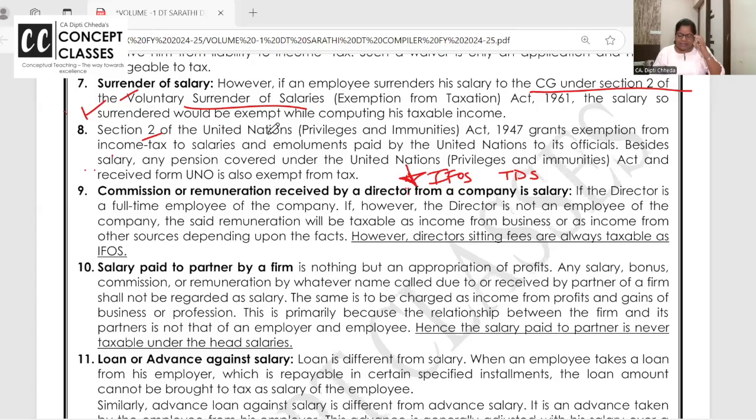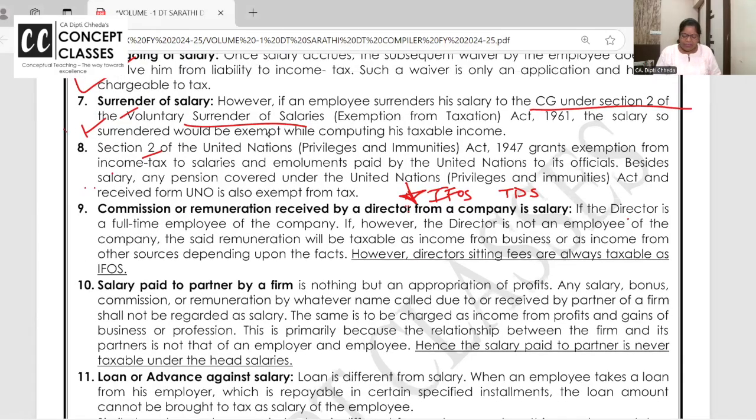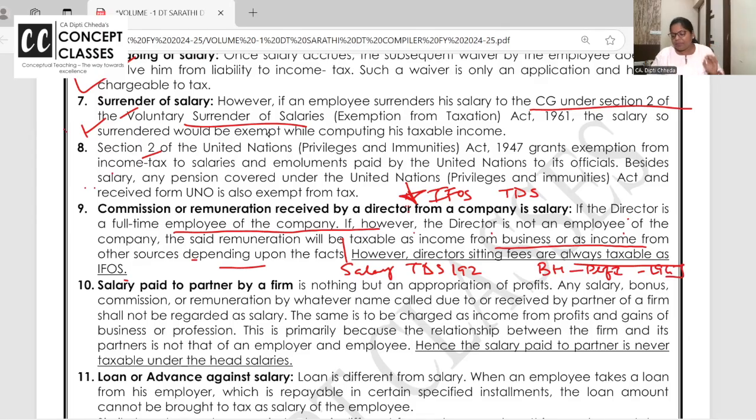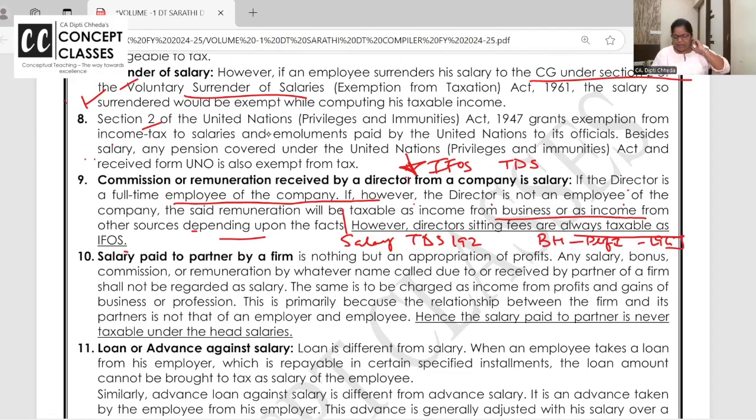So let us check this once again. If the director is a full-time director, then it's going to be taxable under salary. If however he is not a full-time director, the remuneration will be taxable as business income. Sitting fees received by the directors will always be taxable under other sources. But when it is taxable under salary, then where will TDS be deducted? Under 192, on full tax divided by 12. And when it is taxable under business or professional income, then under 194J. If you have attended the practice batch, I have already made you write all this.